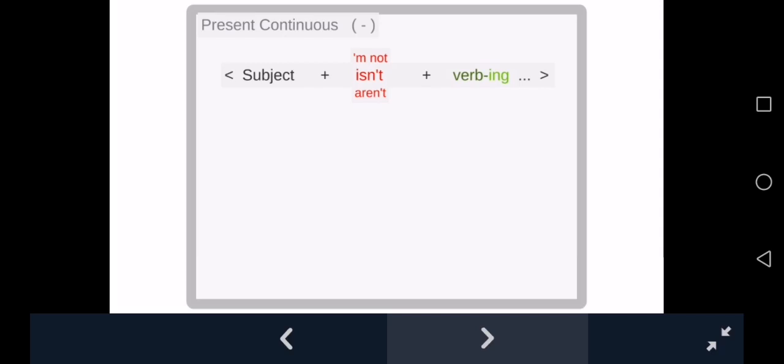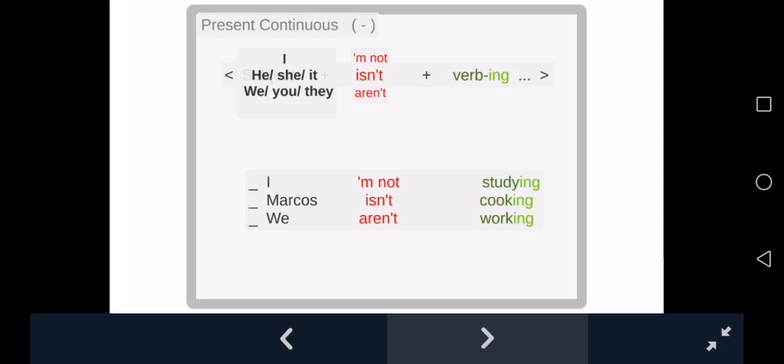This is the negative structure. It's almost the same structure, but in this case we have to use not after the verb to be. For example, we use the subject, the verb to be, then the negation, that is not, plus the verb in ing. For example, he isn't studying.